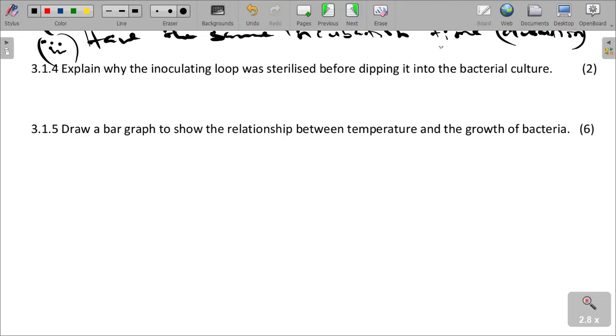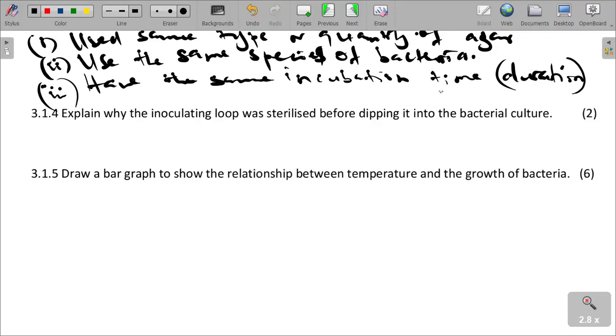And then question 1.4: explain why the inoculating loop was sterilized before dipping it into the bacterial culture. The idea of sterilization is to kill germs, so as to ensure that no other bacteria are introduced into the agar except the bacteria used in the investigation. It is for destroying other bacteria that might be there, to ensure no other bacteria are introduced.